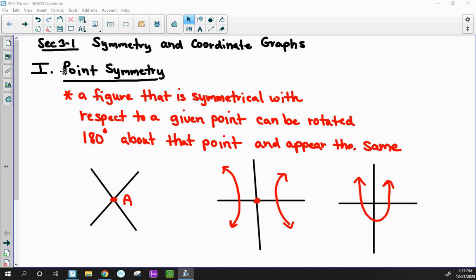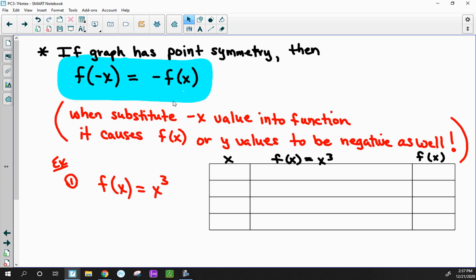Pre-calculus. We are still currently on section 3.1, looking at symmetry and coordinate graphs. We have already taken notes on point symmetry. We've learned how to look at the picture and tell, by rotating it 180 degrees about a certain point, if it has point symmetry. We've also looked at how to test for point symmetry or origin symmetry using algebra, like f of negative x is equal to negative f of x.